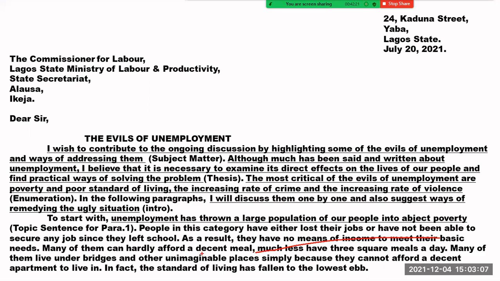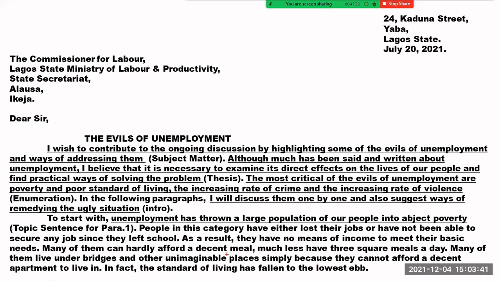Many of them can hardly afford a decent meal, much less have 3 square meals a day. Many of them live under bridges and other unimaginable places simply because they cannot afford a decent apartment to live in. In fact, the standard of living has fallen to the lowest ebb.